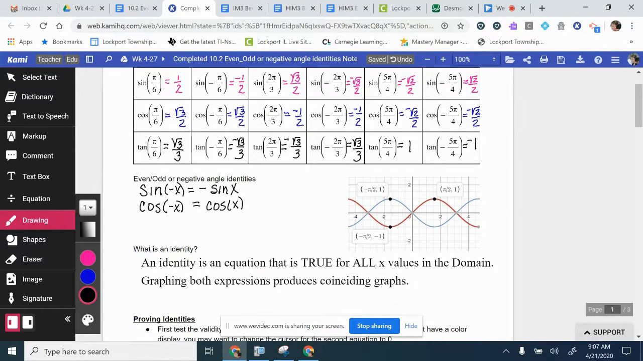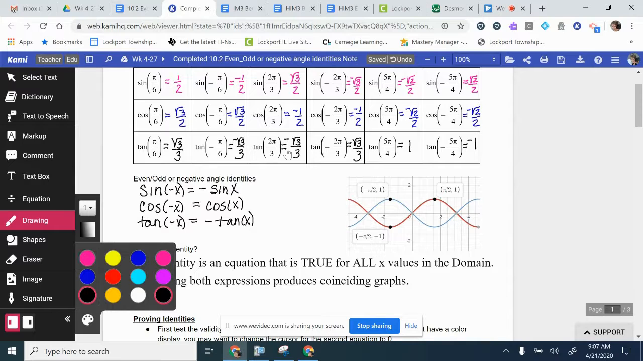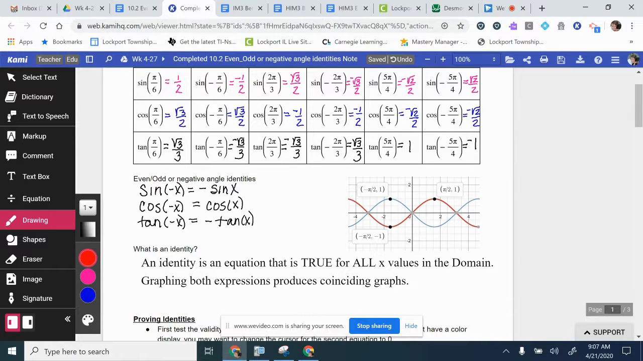And then we look at our last row there, and we can conclude that the tangent of negative x equals the opposite of the tangent of positive x. And if we look over here, you can graph the other two cases if you want. I'm just going to graph this first case.